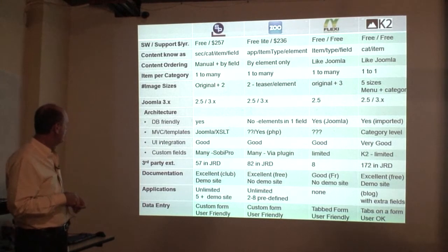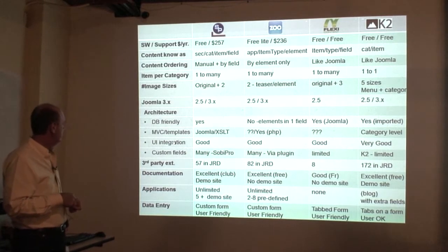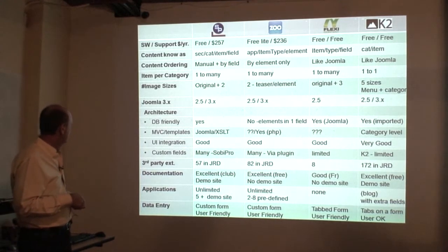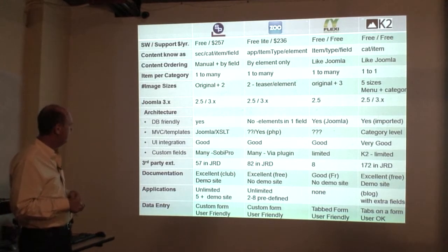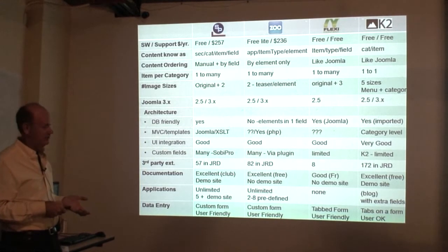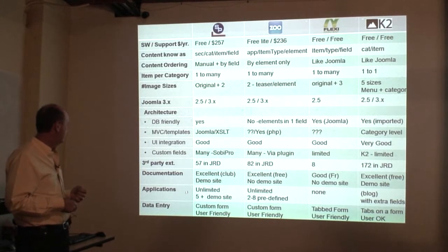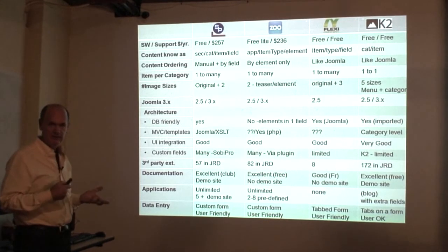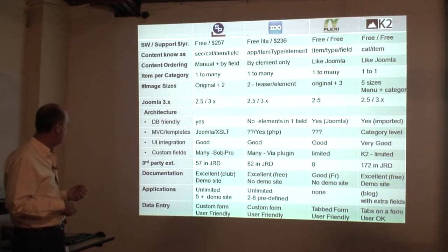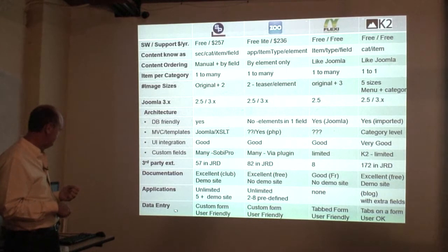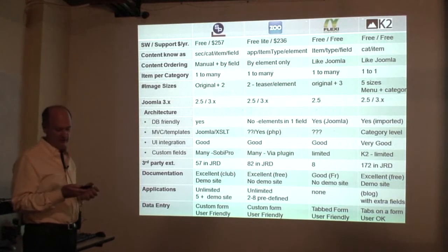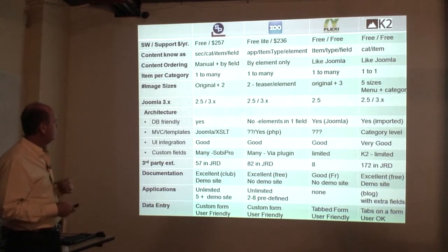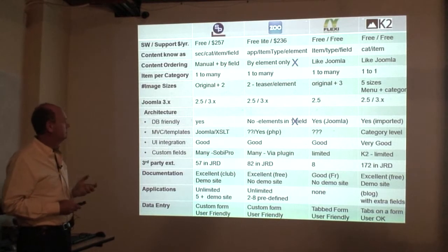MVC templating was important to me, user interface, custom fields, third-party extensions. They're all pretty rich in this documentation. Some was not that good, especially because I don't know French. The applications, and these are the demo applications that they have up and running. And then the data entry, whether this is on the back end, how you enter your data. So I came up with this matrix, and then I started to cross things out.